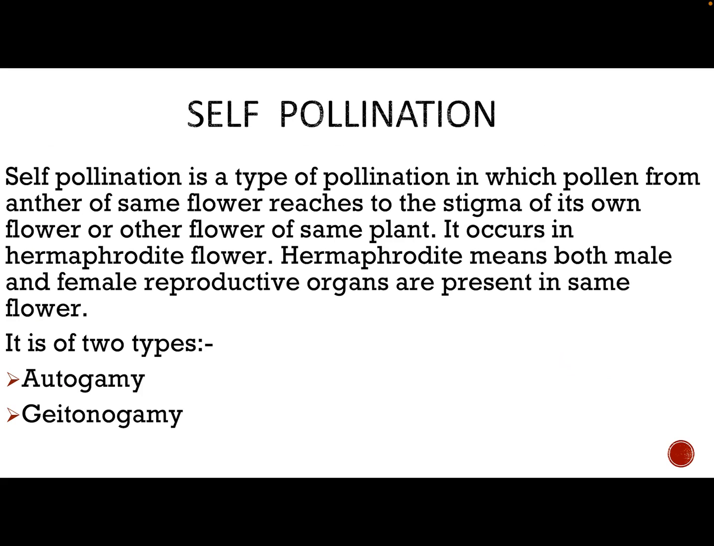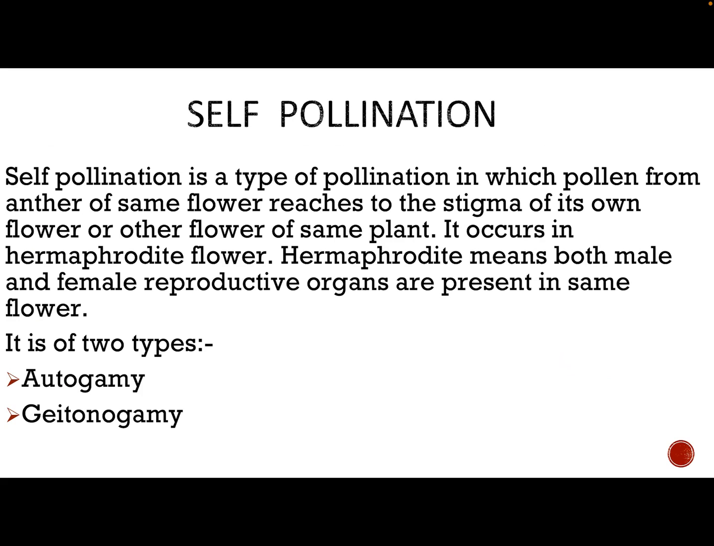It may be the stigma of the same flower or the stigma of other flowers, because one plant can have many flowers. It is not the condition that one plant has only one flower. So if one plant has many flowers, the pollen from one anther can go to the stigma of the same flower, or to other flowers of the same plant. So it is called self pollination.